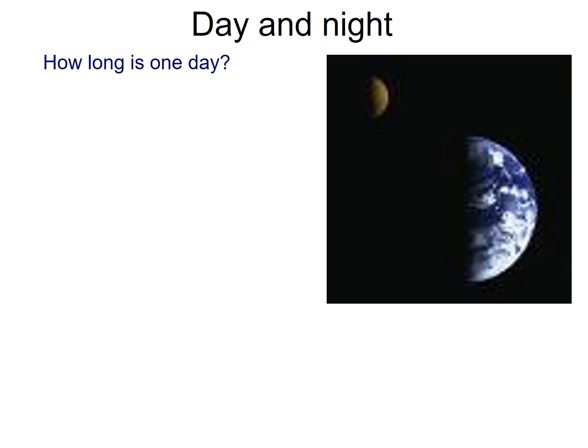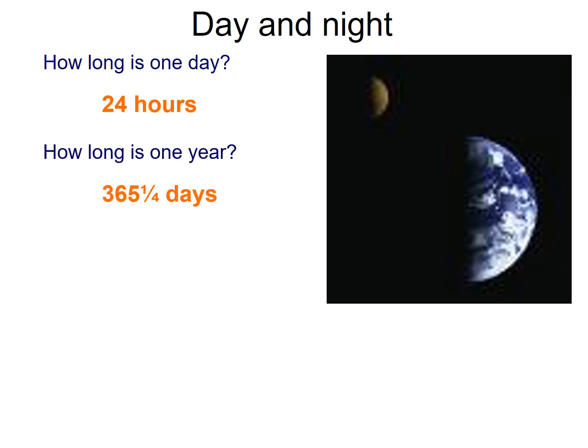How long is one day? Well, I expect everyone to know this, even from primary school. It is 24 hours. And how long is a year? 365 and a quarter days, although most people would say it's 365 days. And then we have a leap year because all those quarter days add up to an extra day. And this year, 2020, happens to be a leap year.